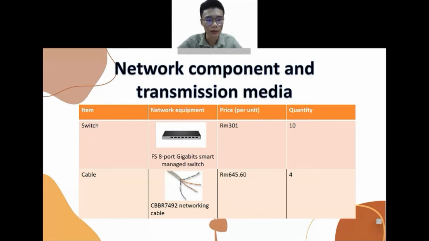And the next item is cable. The cable that we suggest to the organization is the CBBR7492 networking cable. It costs 600 plus ringgit per unit, and we need 4 of them because this product has good cost effectiveness, as it has a 305 meter length and copper conductor.